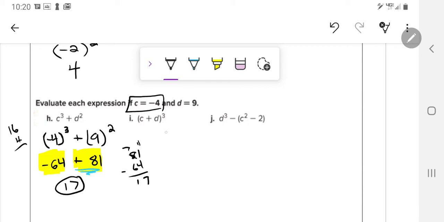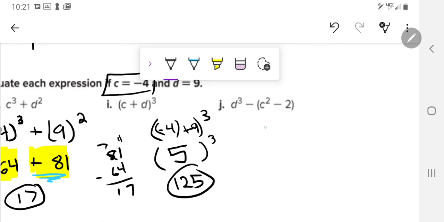Let's try I. So we have negative 4 plus 9. We follow order of operations and do grouping symbols first. Negative 4 plus 9 gives us 5. And then 5 to the third power. 5 times 5 is 25. 25 times 5 is 125. And our final problem. Sorry, I jammed it in here. My screen's kind of small that I'm writing on.